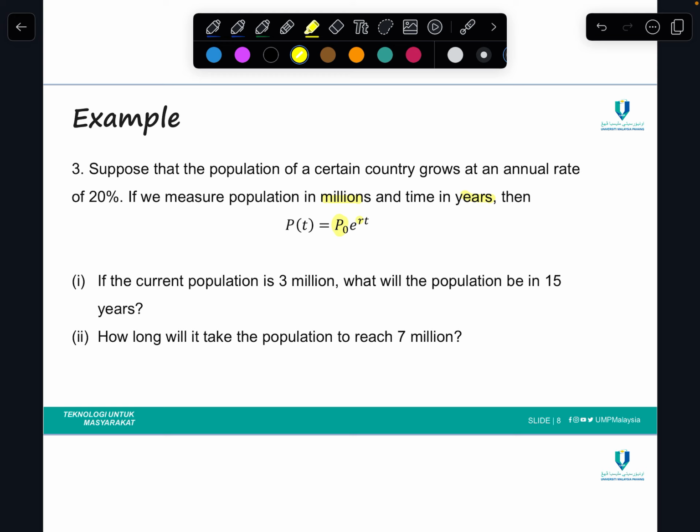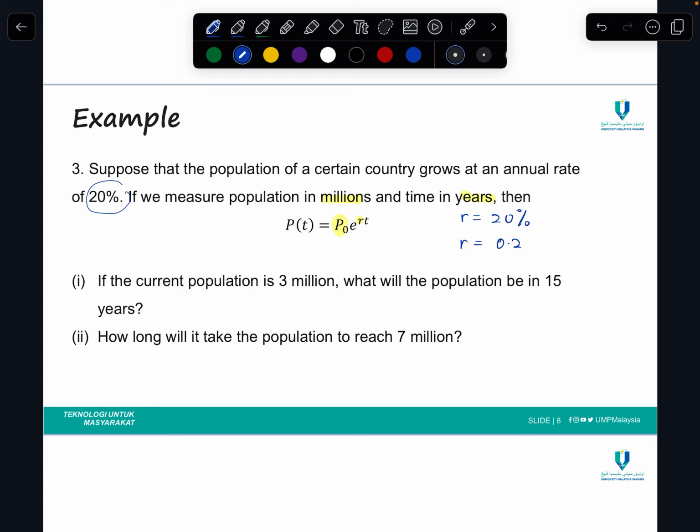Let's read this again. Suppose that the population of a certain country grows at an annual rate of 20%. So that means here we know that r is equal to 20%, the annual rate. And if we transform the percentage into decimal, it equals 0.2. So now we obtain r equal to 0.2.